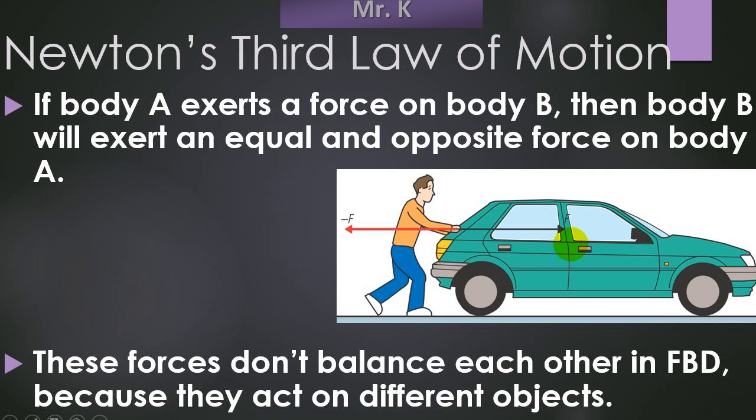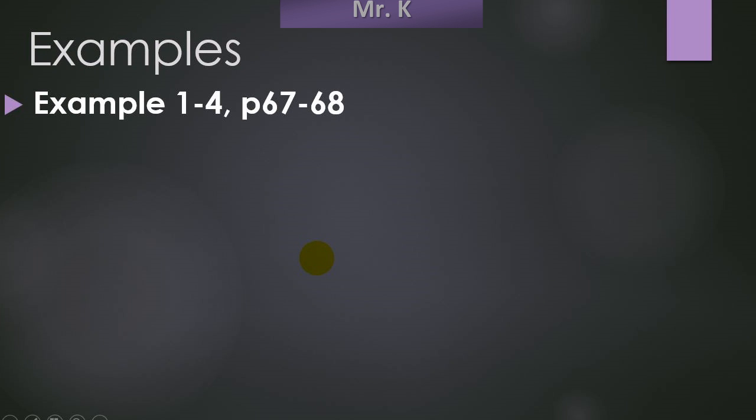What's happening to the car is the man pushing on it. So if we're going to do a free body diagram of just the car, we would have just this force listed on it. Equally, if we were to do a free body diagram of the man, what's happening to the man is the car is pushing on him with a force in this direction, negative F. But the forward force would have no bearing on his free body diagram. We're going to do a few examples from page 67 and 68 from your book.